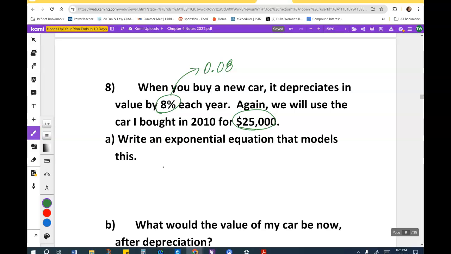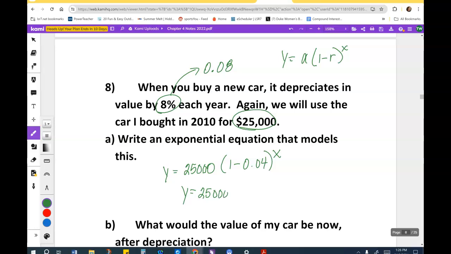My model is going to be y. Remember, we're using y equals a. My b is going to be 1 minus r to the x because depreciation goes down. So it's going to be y equals 25,000 times 1 minus 0.08 to the x. And go ahead and fix whatever's in that parentheses. So I have 25,000 times 0.92 to the x. That's my model for the depreciation of the car.